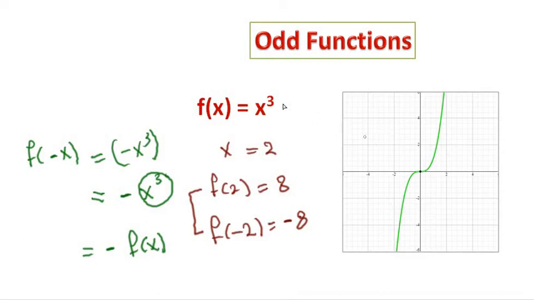Also, we can determine if the function is odd or not by graphing the function. Odd functions are symmetric about the origin. So the first quadrant is like the third quadrant, or the second quadrant is like the fourth quadrant. So the function here is symmetric about the origin. And when the function is symmetric about the origin, it means that the function is odd.